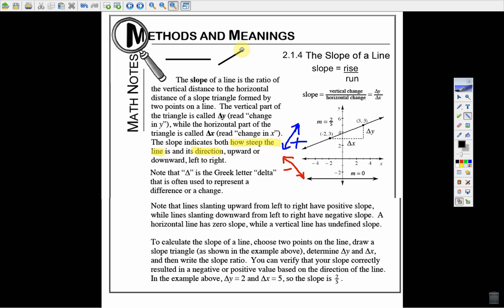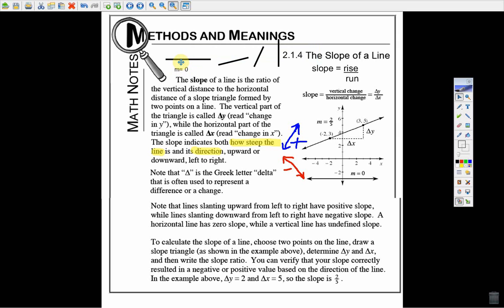Then we get a positive slope. That would be a slight positive slope. This gets steeper and steeper until we get to a vertical line, which is the steepest we could possibly be, which would be an infinite slope or an undefined slope. A lot of times we use m for our slope variable. Not always, but a lot of times.